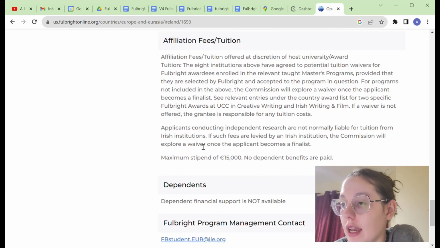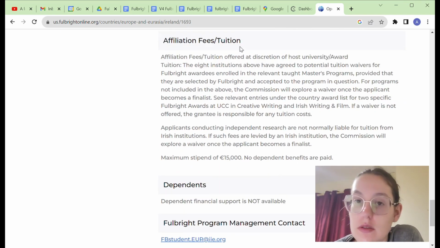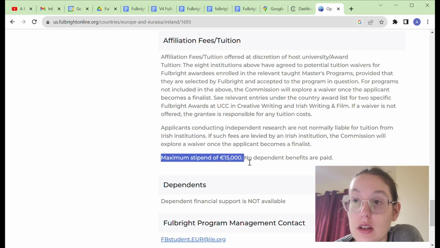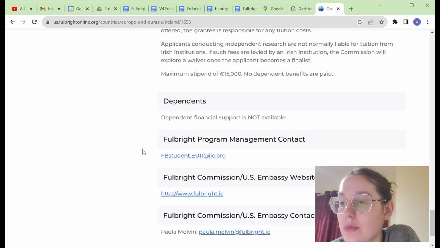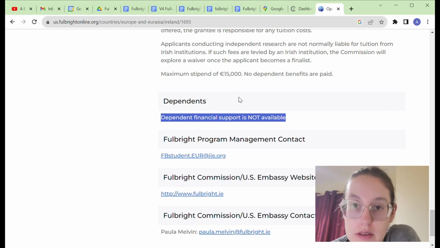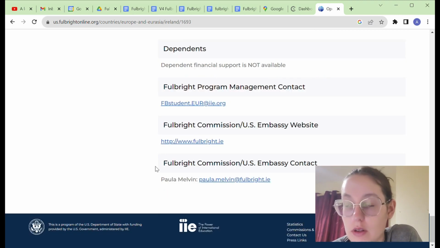You can see how much your affiliation fees, tuition, etc. So you do get a tuition fee waiver, which is great. That means that instead of just getting 15 euros, you also don't have to pay for university. That's ideal. Dependents could be important if you're planning on taking a spouse or a child or something. You need to see if financial support is included. This gives you all the information that you need.